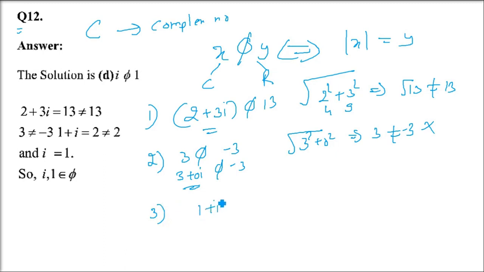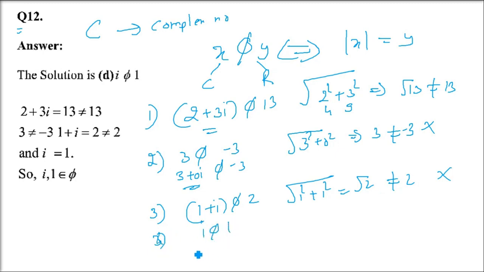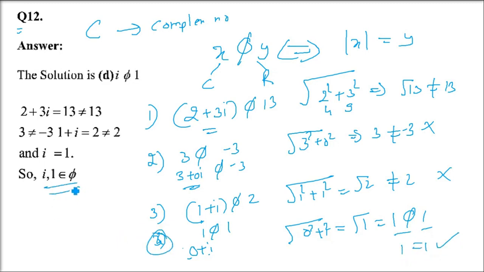Third one, 1 + i. So you take 1 squared plus 1 squared, and you get root 2. Root 2 is not equal to 2, so this also fails. Fourth one we take, this is only i. i can be written as 0 + i. So you take 0 from here, 1 from here: 0 squared plus 1 squared. This is going to be root 1, and root 1 is 1. So 1 is equal to 1, so this is true. The fourth is the correct answer. D is the correct answer.